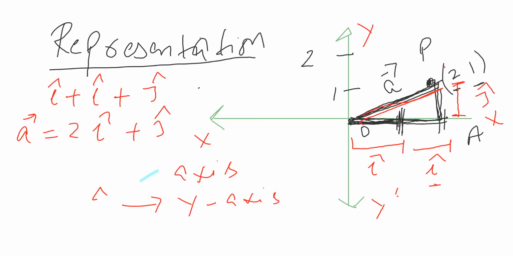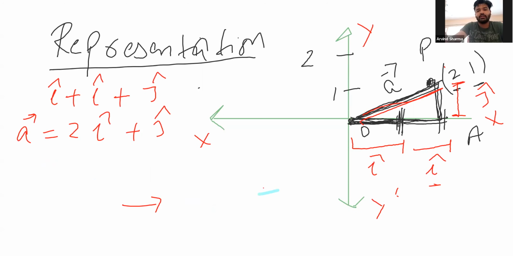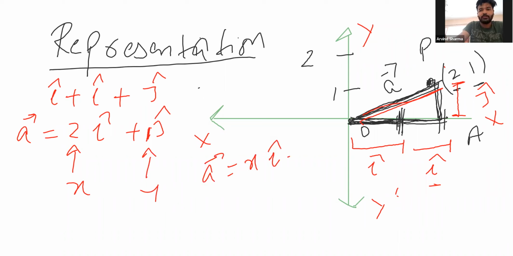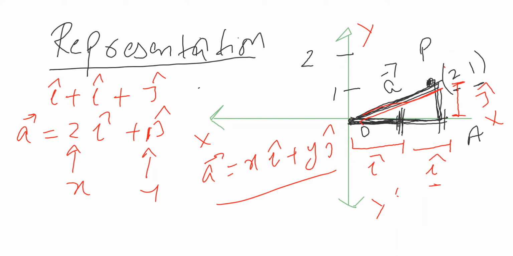Basically, here this is the value of x, and this is the value of y. So basically, a vector is x i cap plus y j cap, right? So this is the basic representation of a vector.